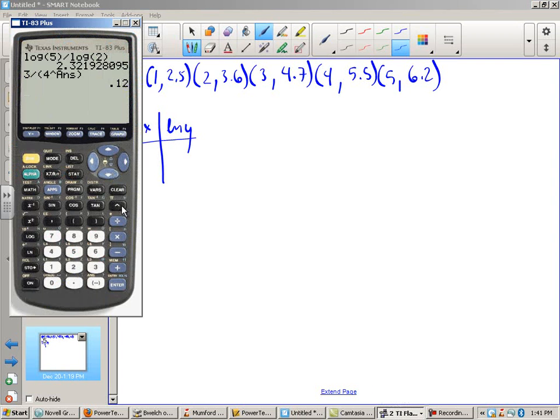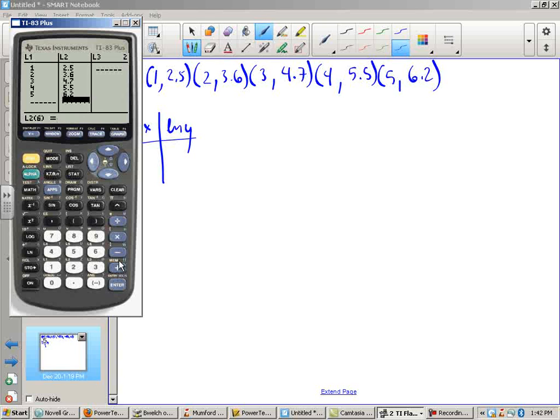For now, what we're going to do is go ahead and do a statistics analysis. We are going to edit our lists so that it has 1, 2, 3, 4, and 5. Those are my x values. Then I need to put these y values in as 2.5, 3.6, 4.7, 5.5, and 6.2.